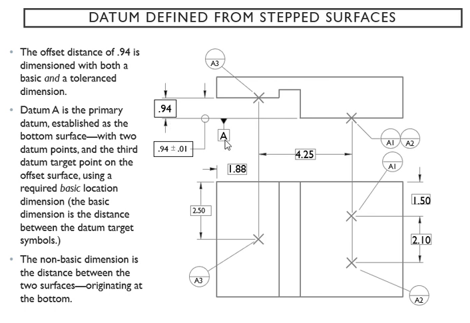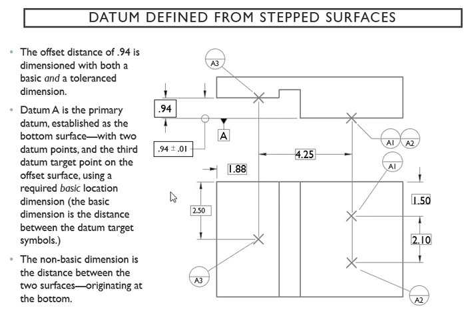So your datum A is your primary datum, and it's established as your bottom surface. That's with the two datum points right here, and then the third datum target point on the offset surface. So you have 1, 2, and then this is your offset surface, which is your 3 right there. If you look at it in two views, your third point is there and two points are right there on the same line. We have 1 and 1 on the other side.